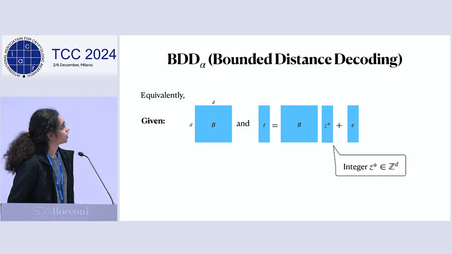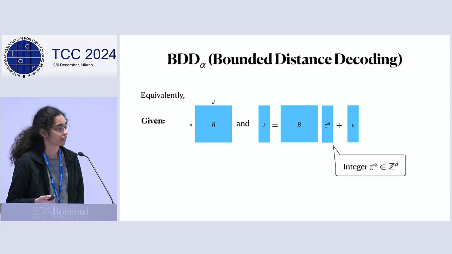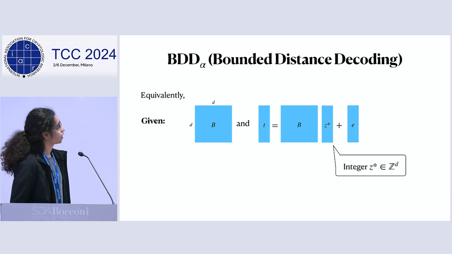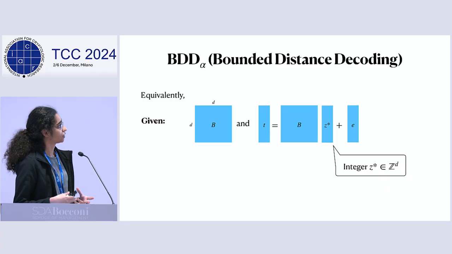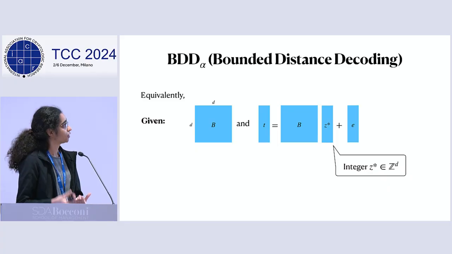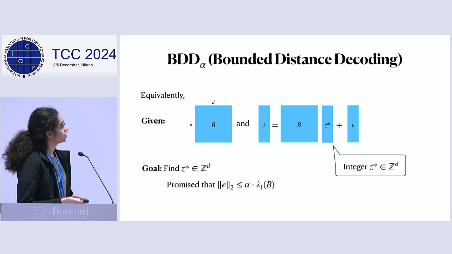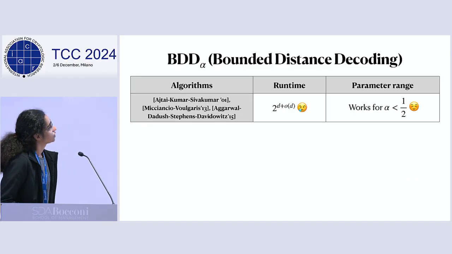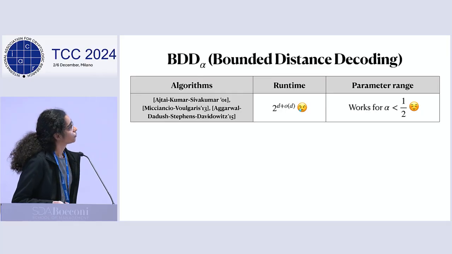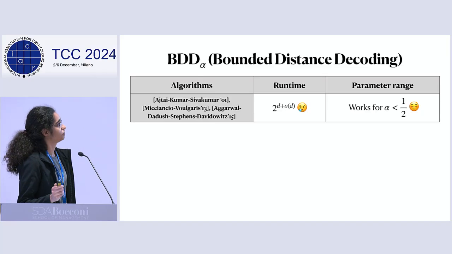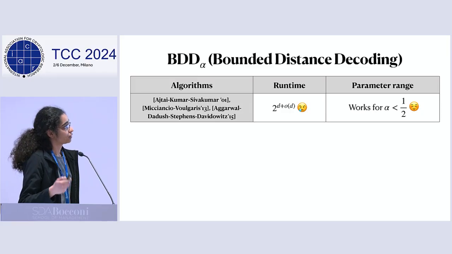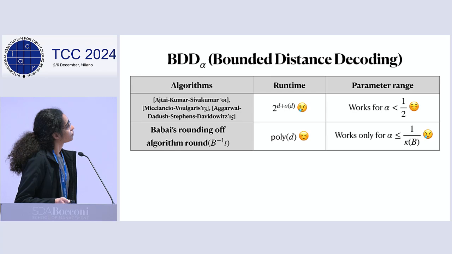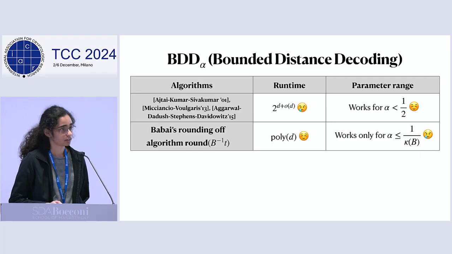An equivalent way of defining BDD that is more reminiscent of sparse linear regression is that you have a d by d square matrix B and a target vector T, which is modeled as B times some integer vector Z plus noise. And the goal is to recover Z under the constraint that Z is an integer vector. So in terms of algorithms for BDD, we have exponential algorithms that work all the way up to the parameter where alpha is just less than 1/2. But for more efficient algorithms, we believe this problem is actually hard.